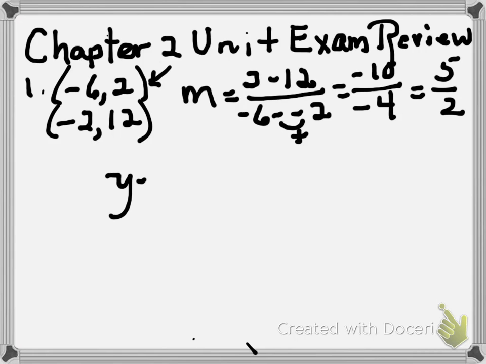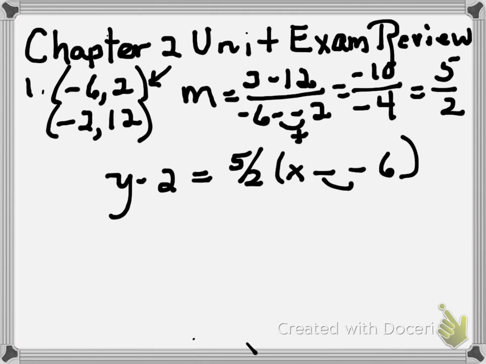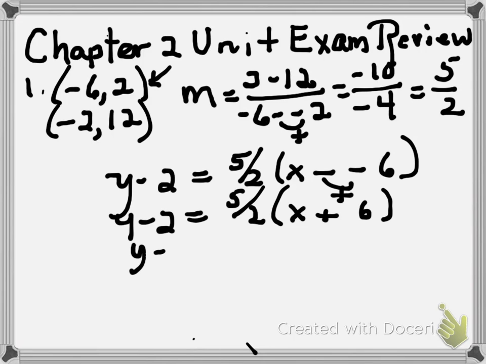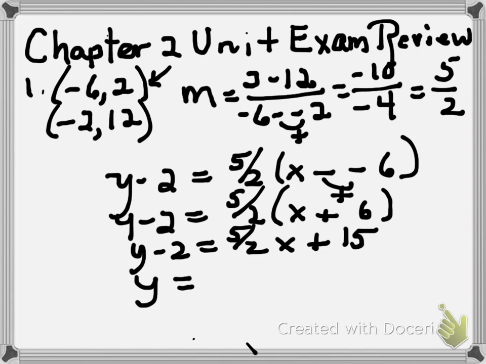I have y minus y1 equals the slope times x minus x1. So I have y minus 2 equals 5/2 times x plus 6. y minus 2 is equal to 5/2 x, 5/2 times 6 is 15. Adding 2 to each side, I get y equals 5/2 x plus 17, the equation of the line in slope-intercept form.